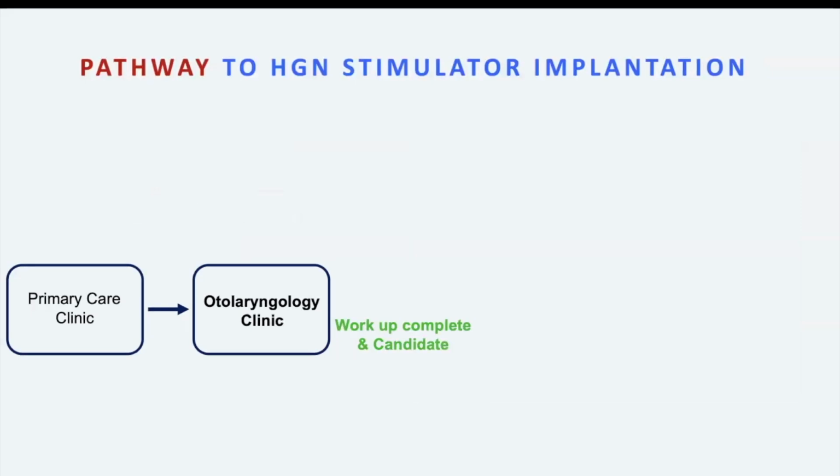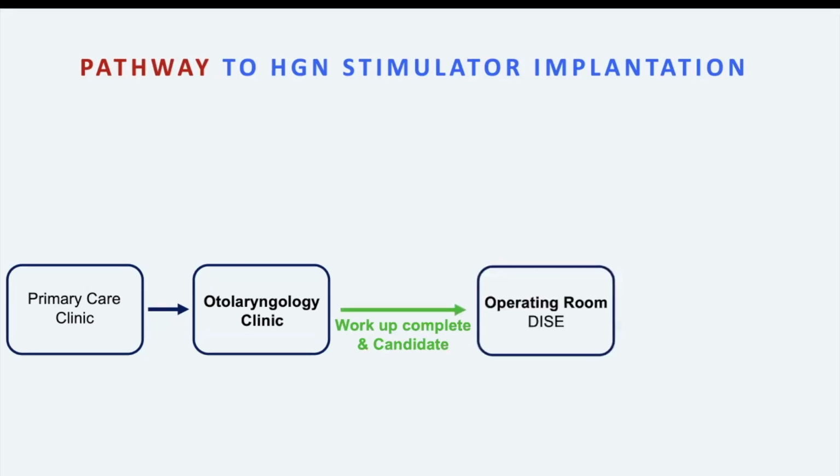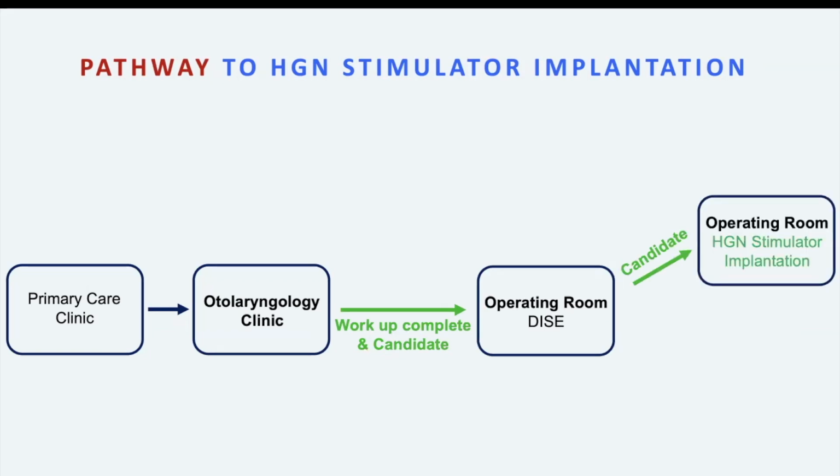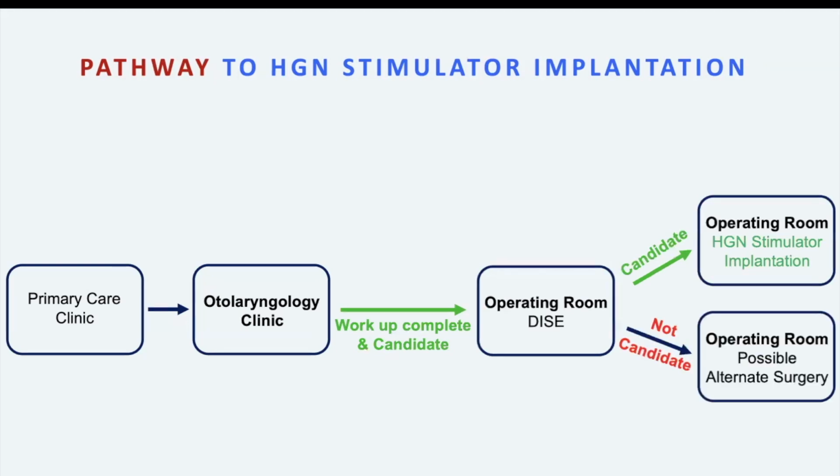If the overall workup is complete, which will be reviewed in the next slide, and the patient is generally a candidate with the exception of evaluation by a drug-induced sleep endoscopy, the patient can be taken to the operating room for the step of a DISE. If the patient is a candidate, then the patient moves on to the upper branch, where the operating room can be set up for a hypoglossal nerve stimulator at a different date. If they're not a candidate, they could be a possible candidate for other alternative surgery as discussed previously.